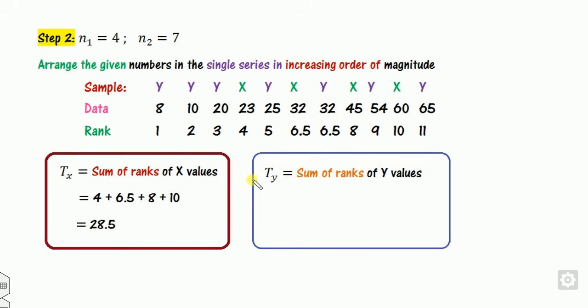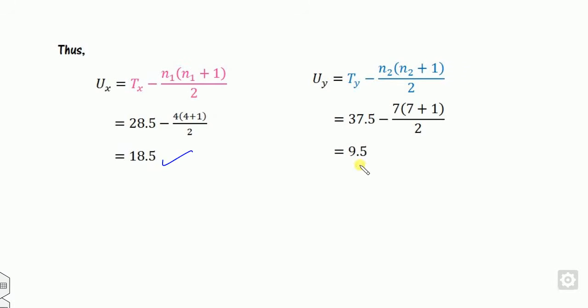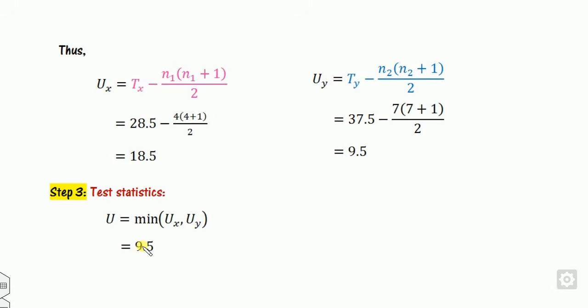Now we define Tx and Ty. Tx is the sum of the ranks of x: 4, 6.5, 8 and 10. The remaining are the sum for y. Once you have Tx and Ty, you find Ux and Uy by this formula. That is step number 2. Step 3 is you can find the value of u here.